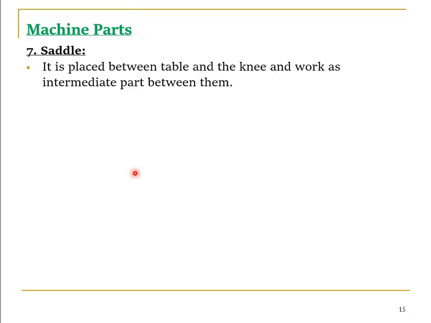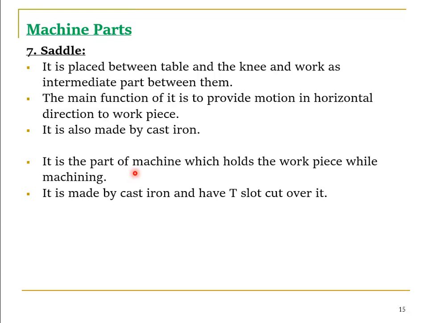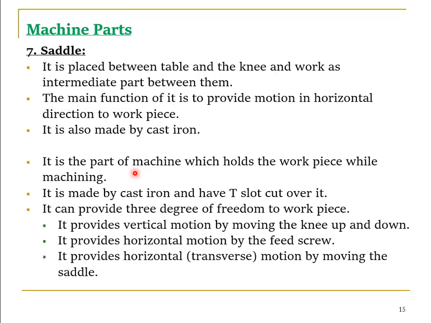So the saddle is the intermediate part between the table and the knee. The main function is to provide motion in the horizontal direction to the workpiece. So the main function is to provide horizontal direction motion. It is also made of cast iron. So next is the spindle, the work table.